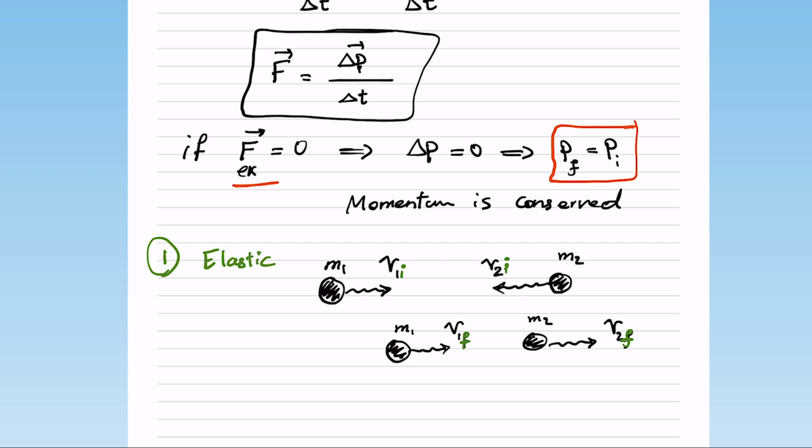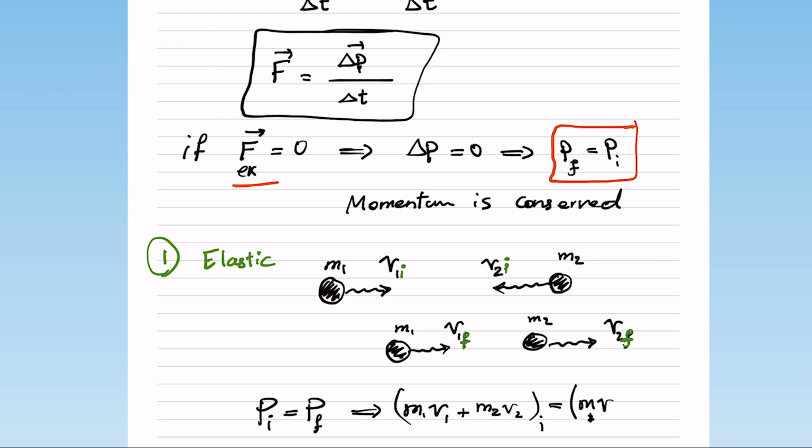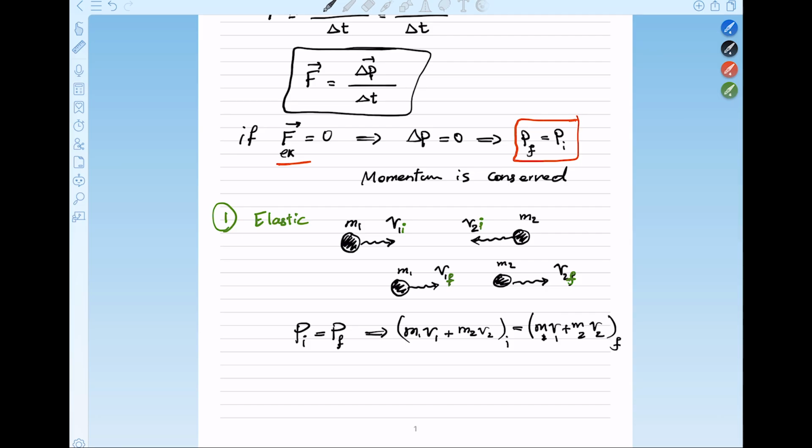For elastic collisions, not only is momentum conserved, meaning M1 V1 plus M2 V2 initially equals M1 V1 plus M2 V2 final, but also kinetic energy is conserved.